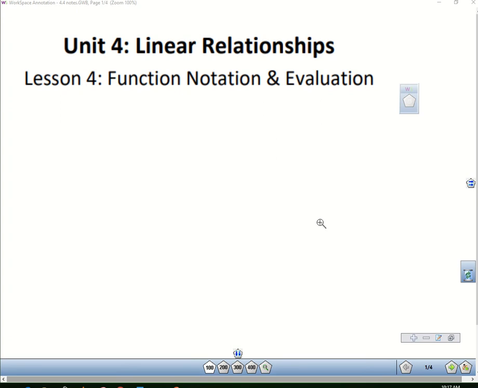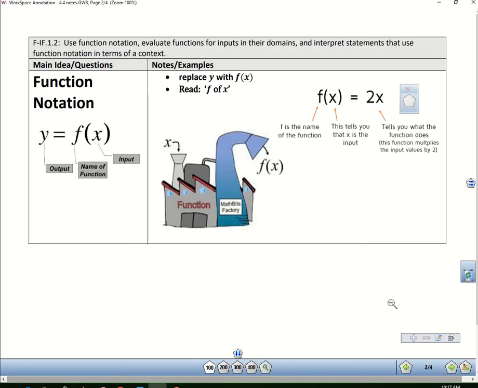Alright, so today we're doing Unit 4, Linear Relationships, and Lesson 4, which is Function Notation and Evaluation. Our standard today will be to use function notation, evaluate functions for inputs in their domains, and interpret statements that use function notation in terms of context. So what is function notation?